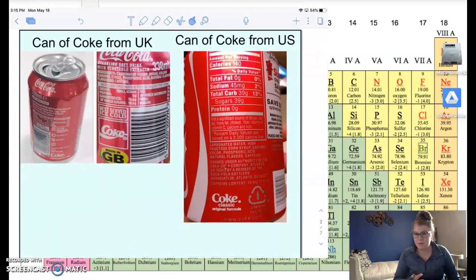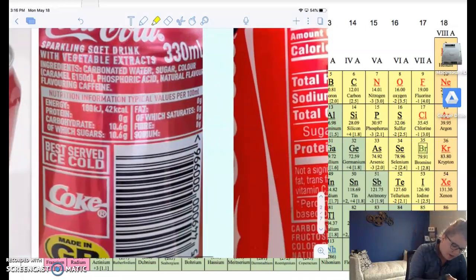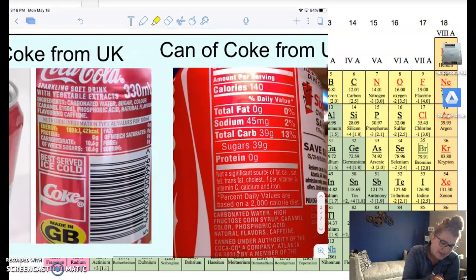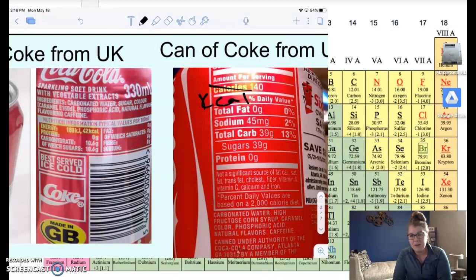For example, if we compare these 2 cans of Coke, one from the United Kingdom and one from the United States, if you look at the UK Coke, notice how they've got energy and they've got kilojoules and kilocalories. So they actually keep the kilocalorie, where in the United States we just say calories when that's actually a lie, and it's kcals. Like I said, I'm not sure why, but for whatever reason in our culture, we've eliminated the kilo, the kcal part of it, and we just say calories instead.